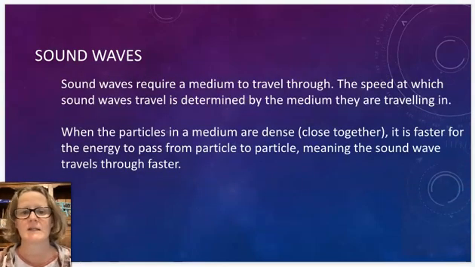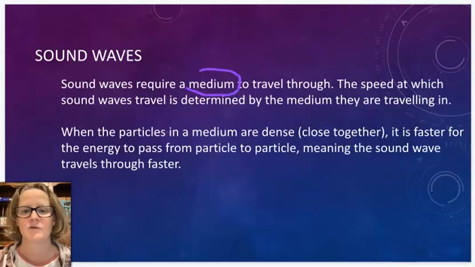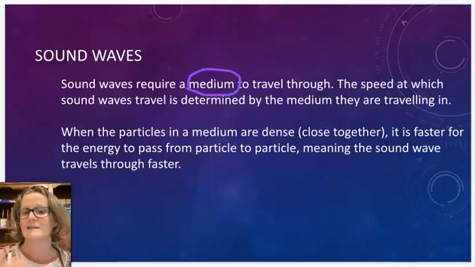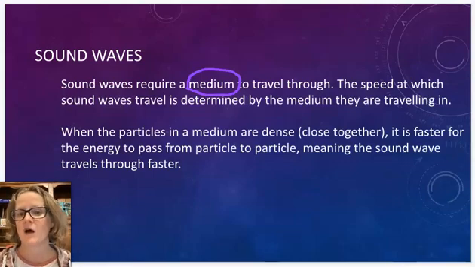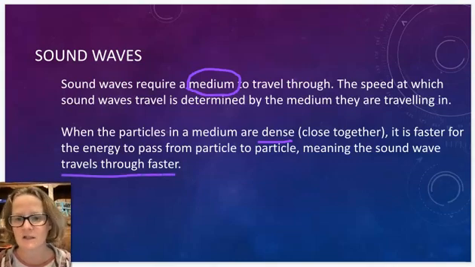But all sounds need to travel through something, and that something is called a medium. So sounds do not travel in space through a vacuum, and the speed at which sound travels is determined by the type of medium they're traveling in. So if something is dense and the particles are close together, the energy can actually move faster from particle to particle. So sound waves actually travel faster through dense things.